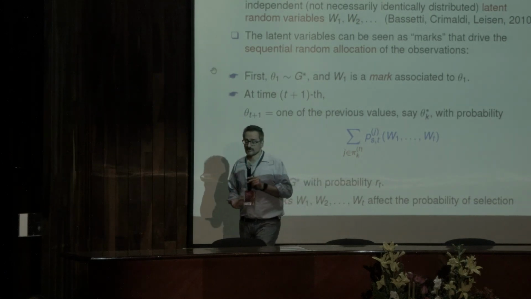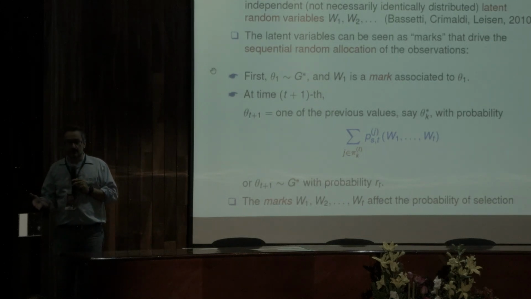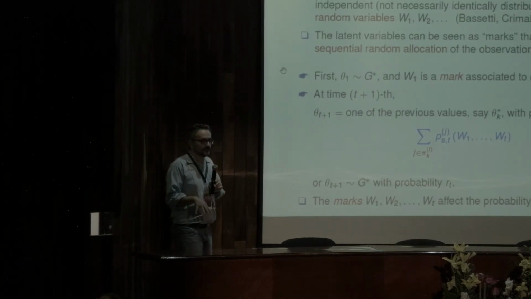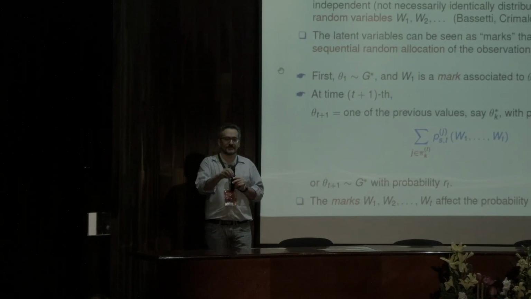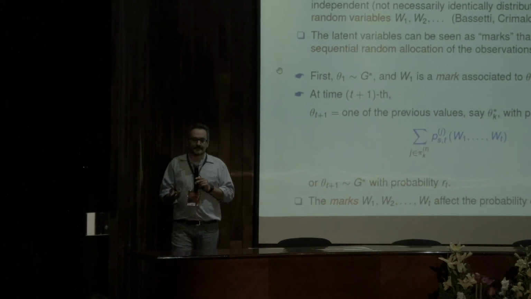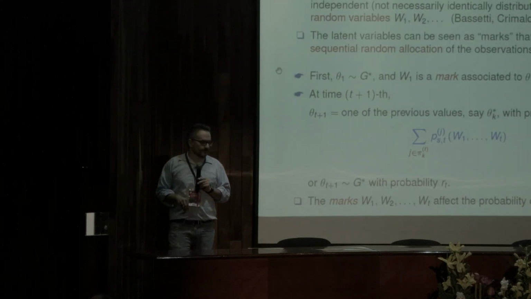Another way to see this is to think of the Chinese restaurant representation of a Dirichlet process and think that it's not only the table that matters, right, but even some characteristics of the subjects at the table, unknown, latent characteristics of the subjects at the table that drive their location.